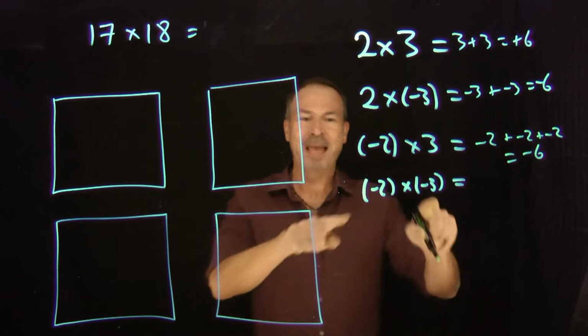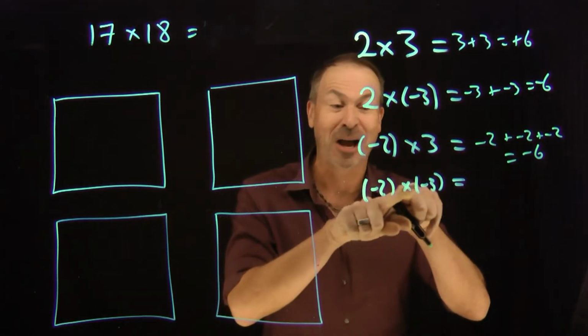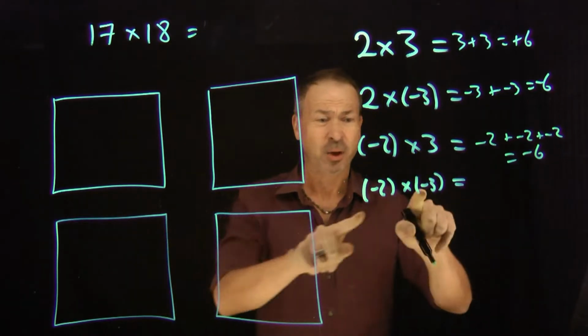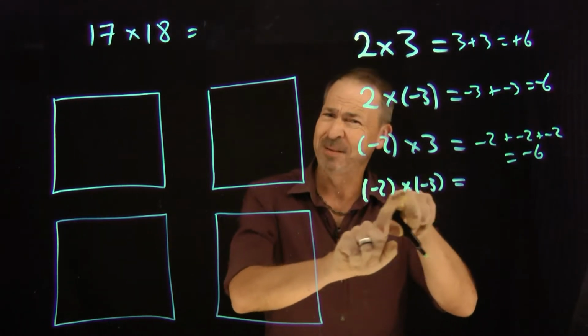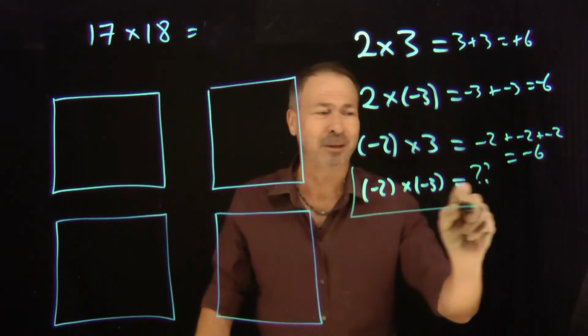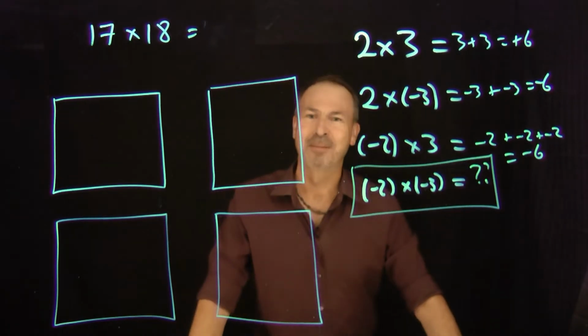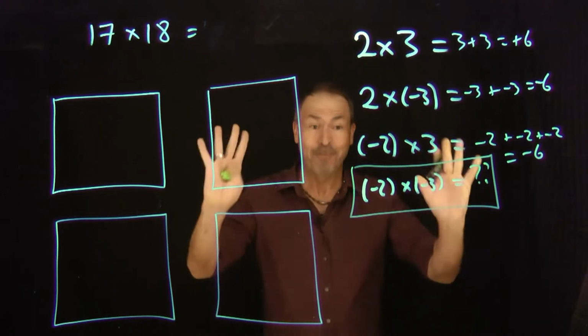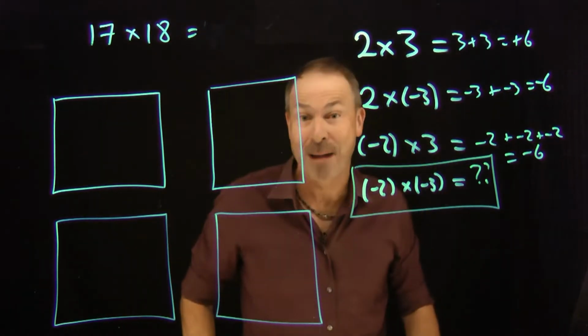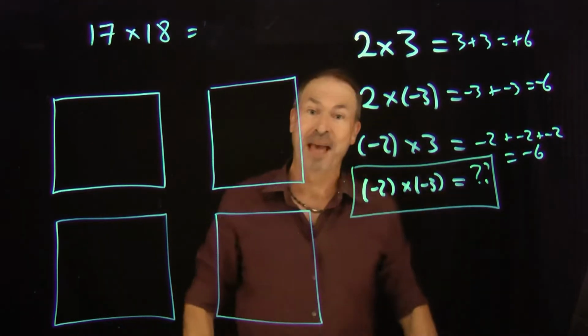Great. But then comes the question we want. Negative times negative. Negative 2 groups of negative 3? Doesn't make sense. Try to switch it around. Negative 3 groups of negative 2? Still doesn't make sense. That is an absolute mystery. What should negative times negative be? Now, I know I've been trained to say the answer is going to be positive 6, but I want to see what the math has to say. Why does the math want that to be positive 6?